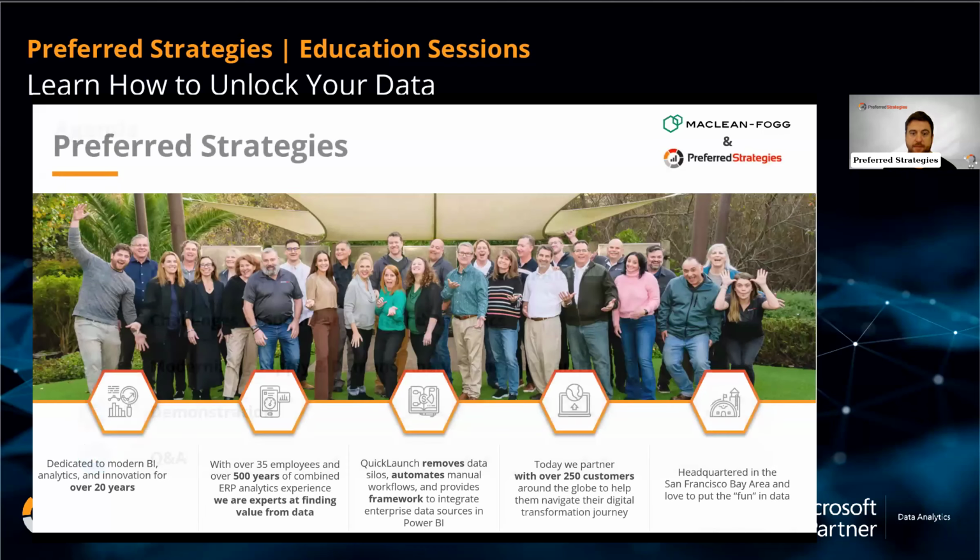So my name is David Kettinger. I'm the big goofy guy over here on the left of this picture, and I lead the marketing team here at Preferred Strategies. And at Preferred, we help companies turn their ERP system and other corporate data sources into a trusted cloud-based enterprise data model in order to help companies achieve their business outcomes. And we built the Quick Launch platform for companies who realized that they needed to replace their legacy ERP reporting tools and move to a more modern analytics solution.